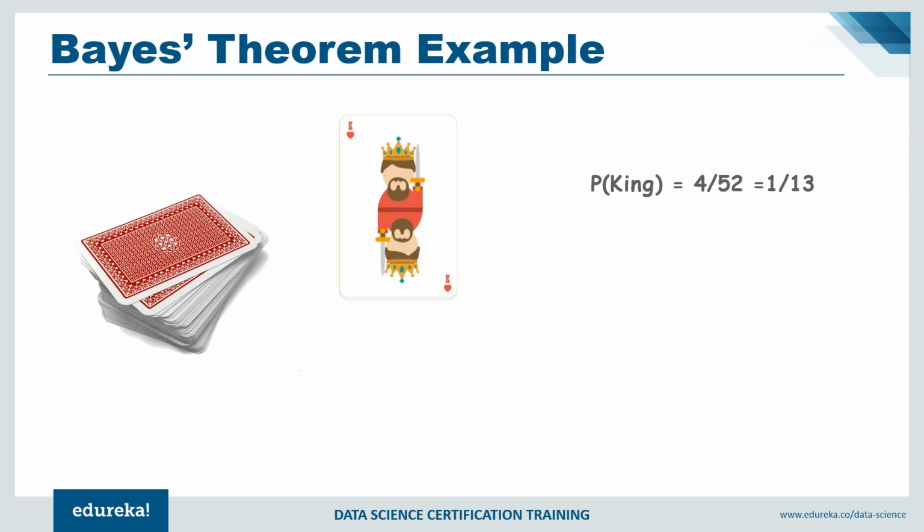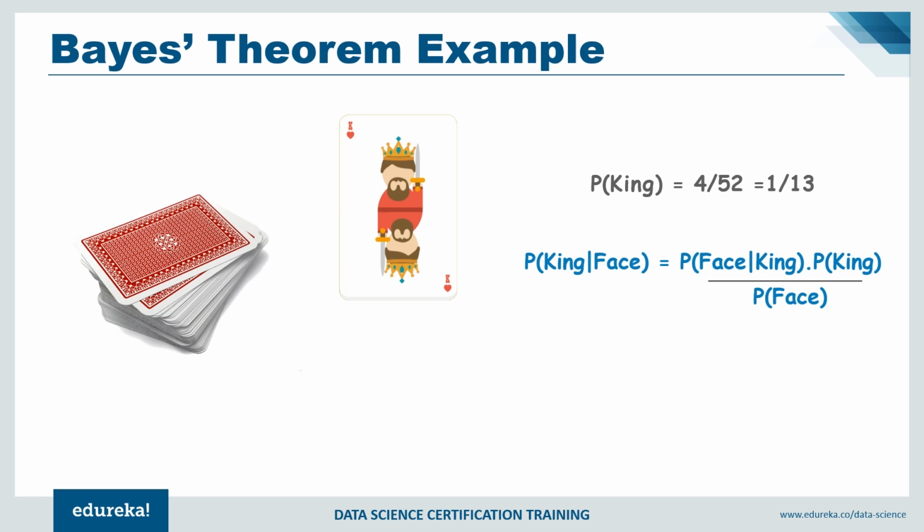Now, if the evidence is provided, for instance, someone looks at the card and says that the single card is a face card, then the posterior probability, which is the P of king given it's a face, can be calculated using Bayes' theorem. The probability of king given it's a face is equal to the probability of face given it's a king, divided by the probability of face, times the probability of king.